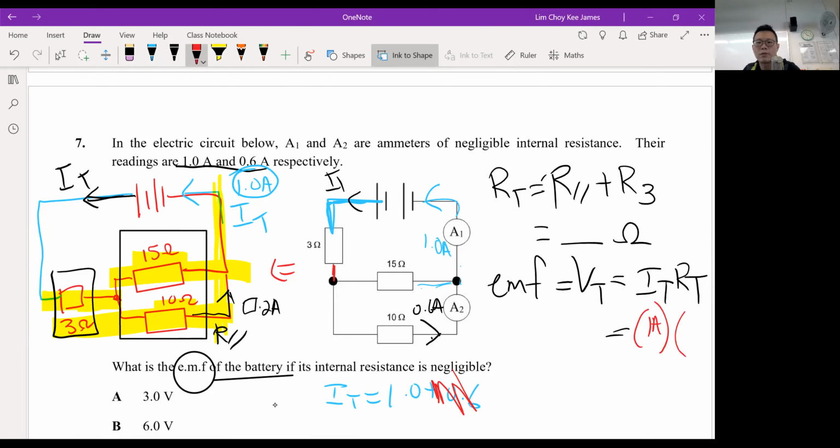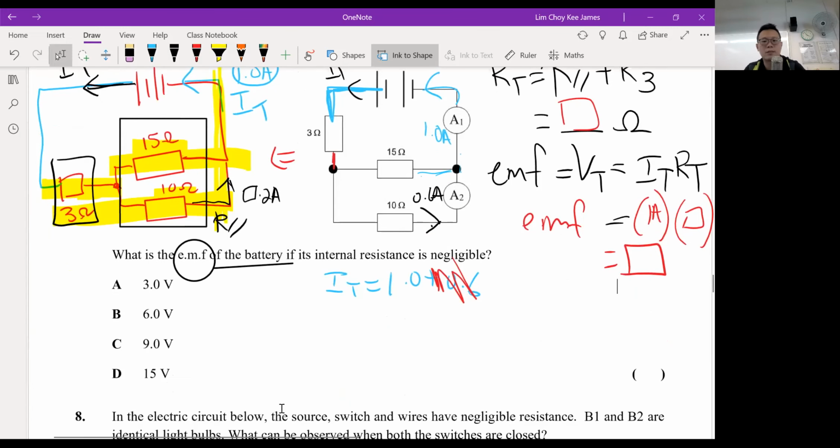RT, you found it in the question above. You found it here, this RT, plug it in. You will be able to find EMF straight away. And if you found it, you'll find that the answer will be C, 9 volts. Go ahead and try.